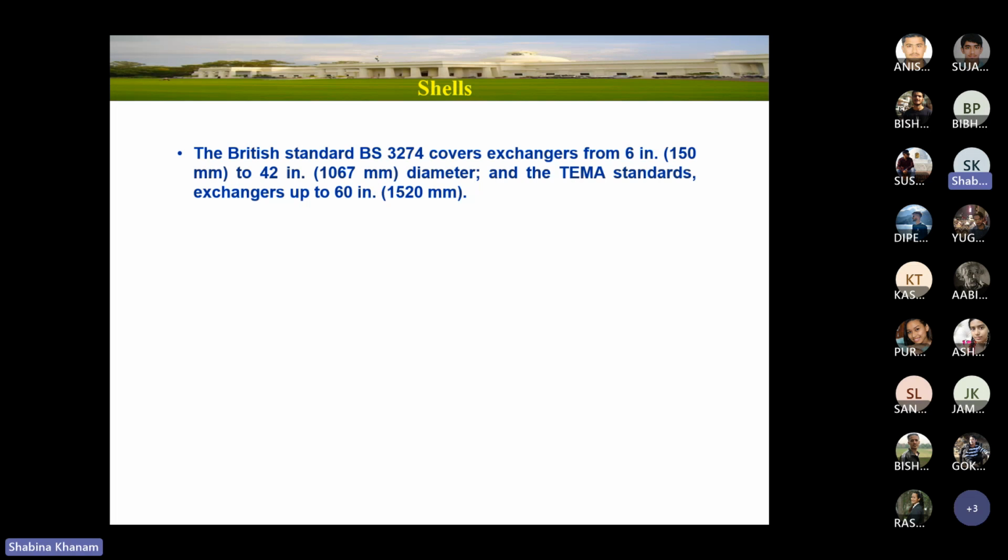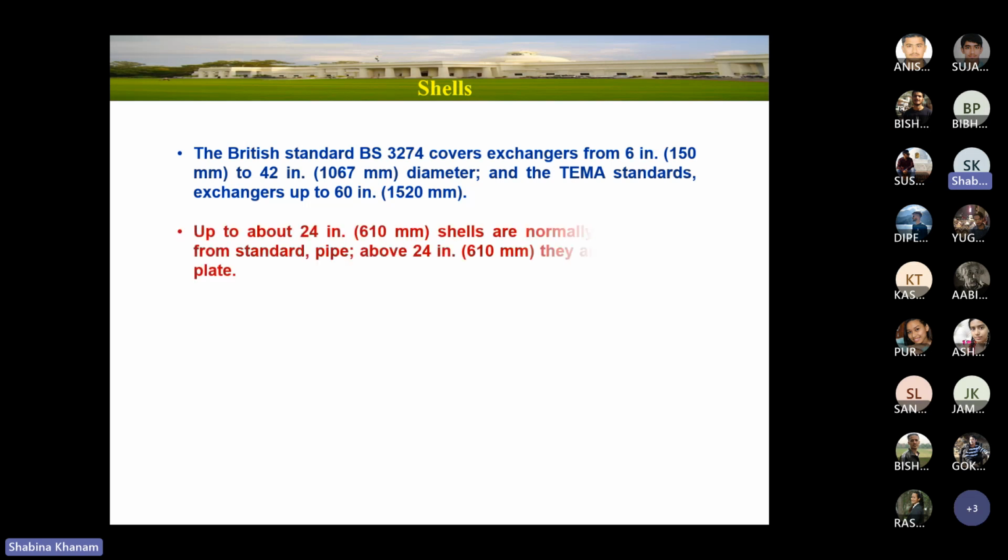Okay, so these TEMA standards, I have already told you, you can consider shells up to 60 inches. So this is basically the diameter of the shell. Up to 24 inches, shells are normally constructed from a standard pipe. Above 24 inches, they may be rolled from the plate.